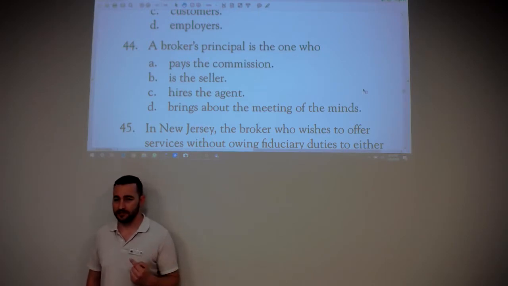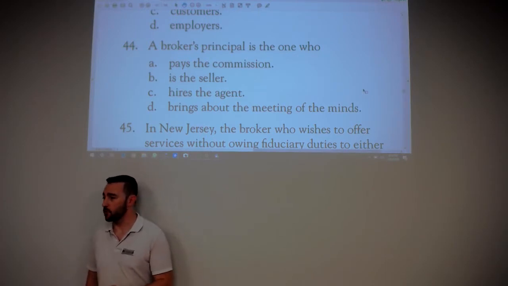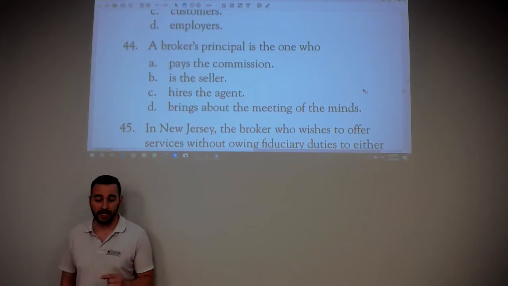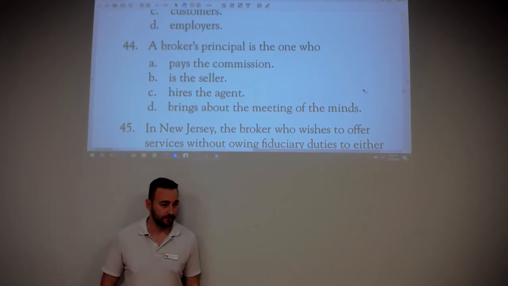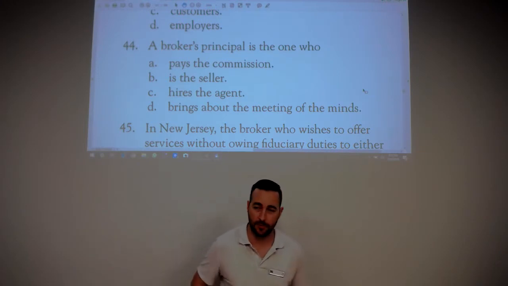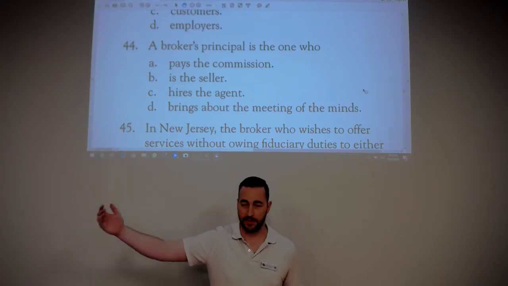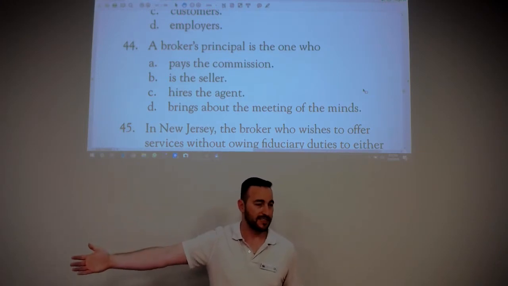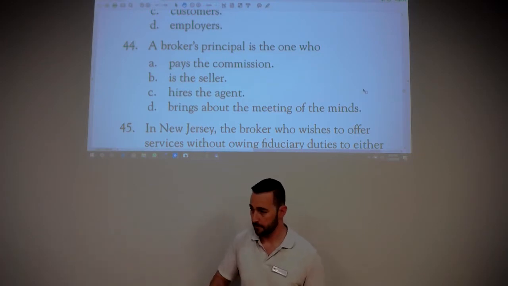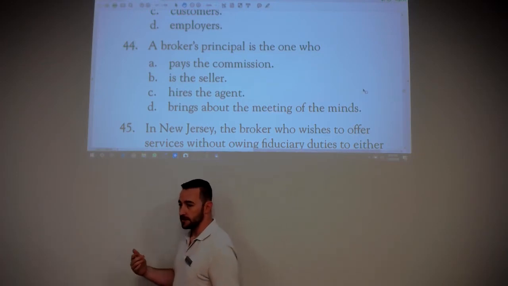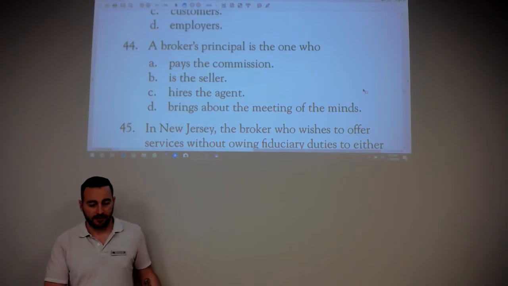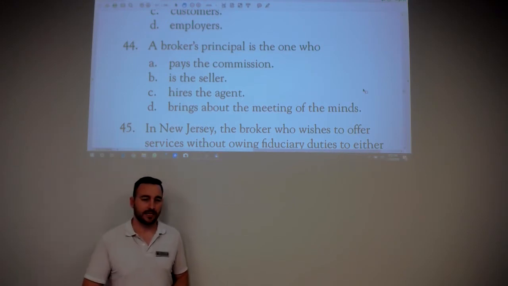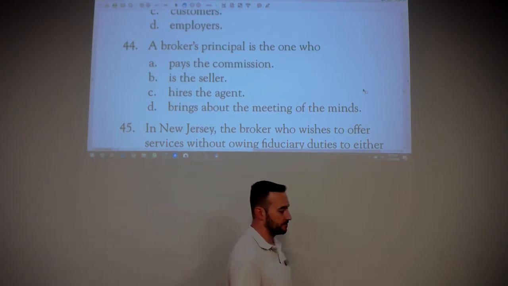So the question is, a broker's principal, so your client, is the one who does what? Pays a commission? Definitely not. Because if you represent the buyer and the seller agreed to pay commission, then it's the customer paying, not the principal. It's not always the seller because you could be representing the buyer. So A and B are incorrect. Let's look at C and D.